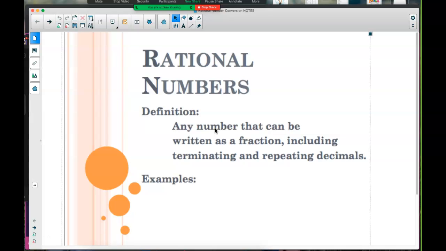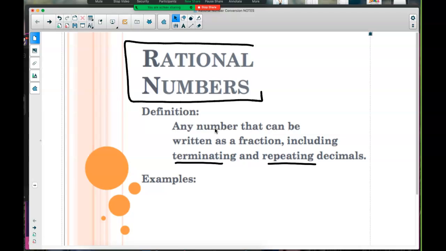Okay, so first of all, a rational number. The definition of a rational number is any number that can be written as a fraction. So fractions are rational numbers, but that also includes terminating and repeating decimals. Okay? So rational numbers can be fractions. So if you just put rational numbers in your notebook, just write rational numbers down.